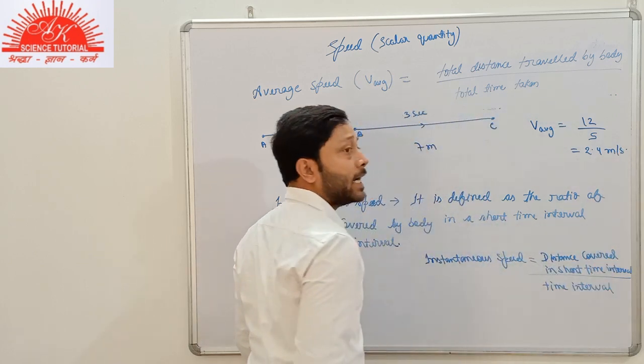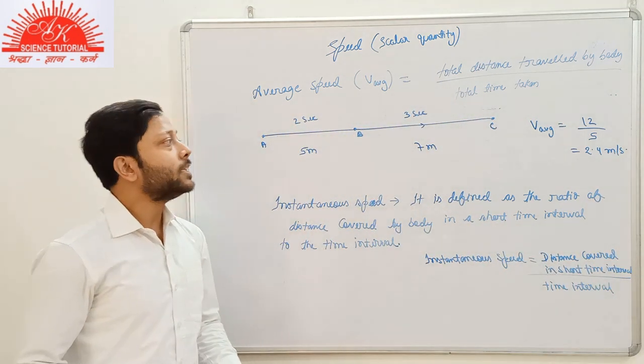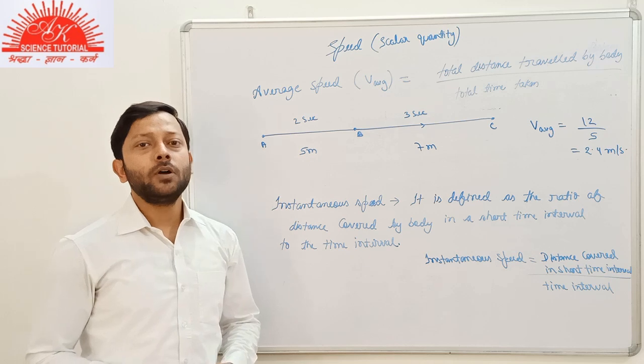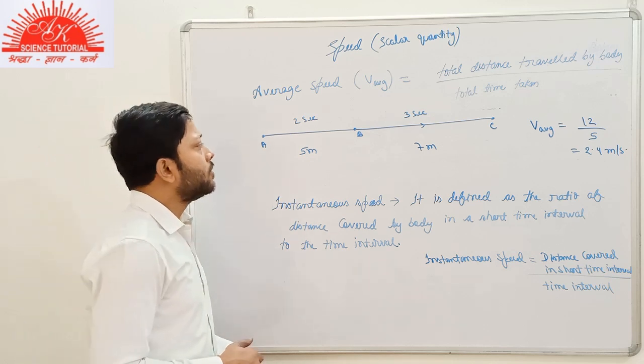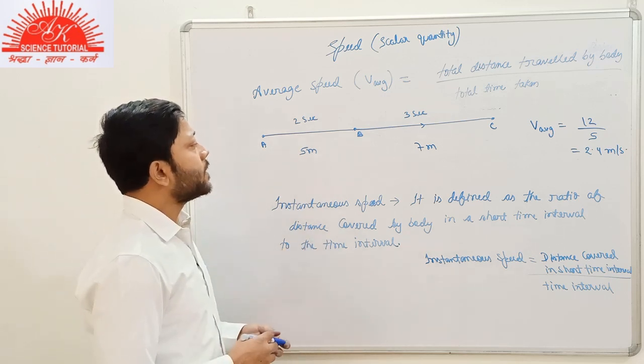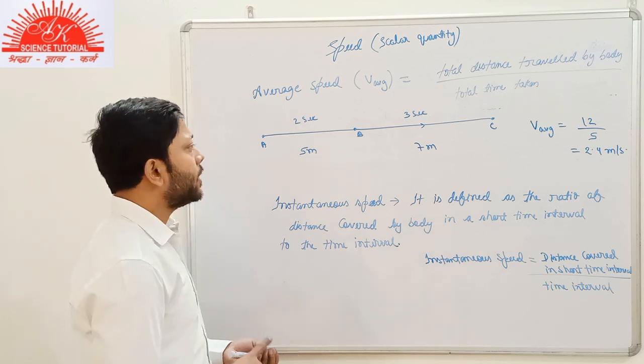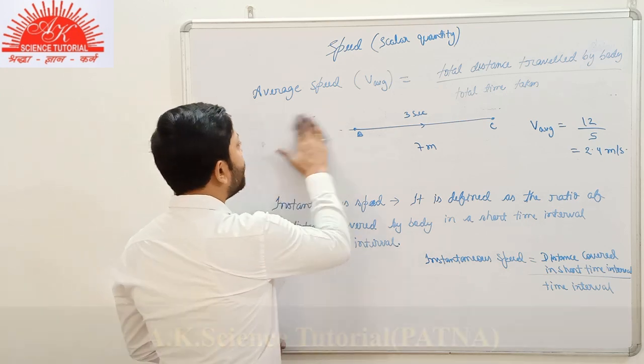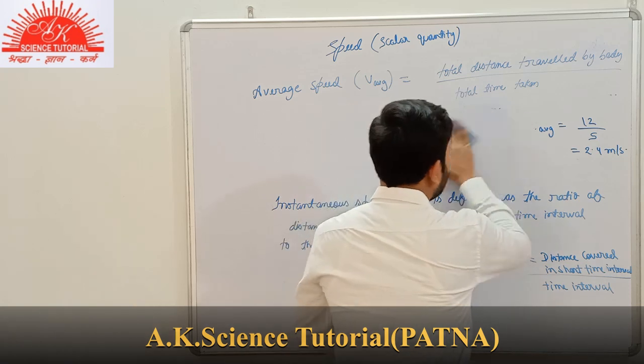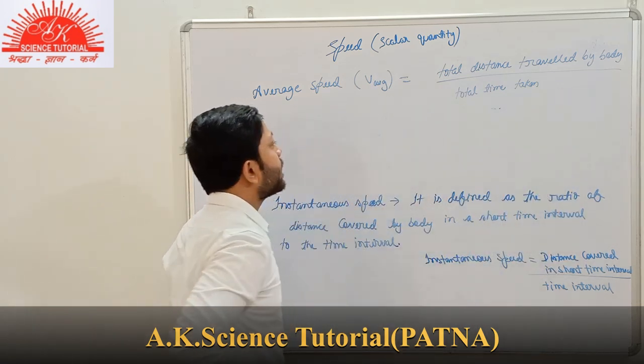2.4 meter per second. It is my average speed. So I think that it must be very clear to you. I'll give you a simple example, one more example to understand it. Suppose in the numerical you are given that you have to find, I'll give you a question.